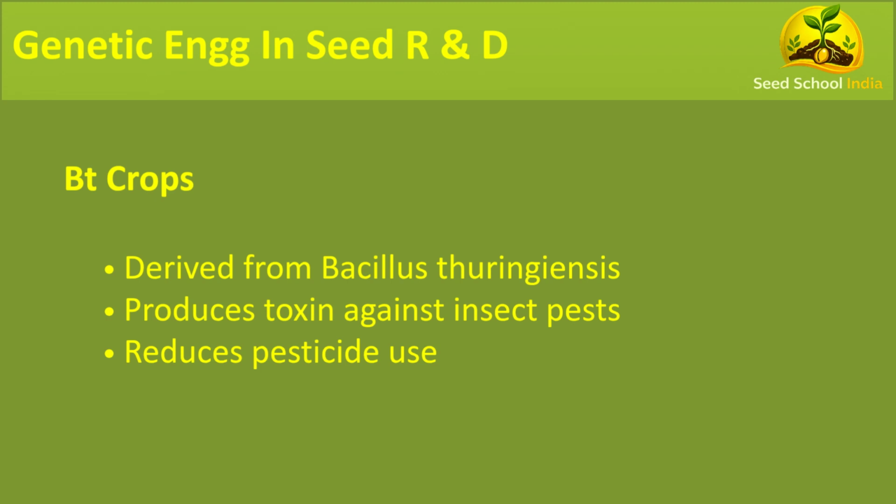Bt crops are among the most successful genetically engineered crops. They contain a gene from Bacillus thuringiensis, which produces a protein toxic to specific insect pests. This reduces the need for chemical pesticide and helps in protecting the environment while maintaining crop yield.